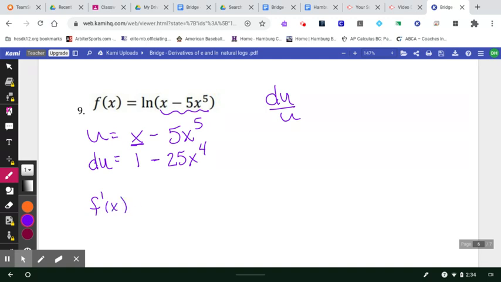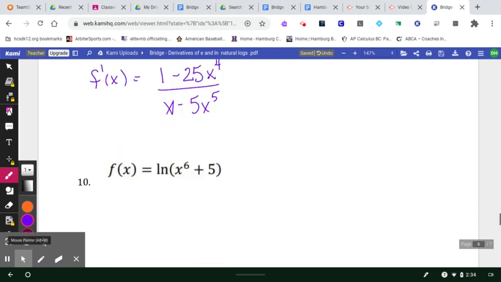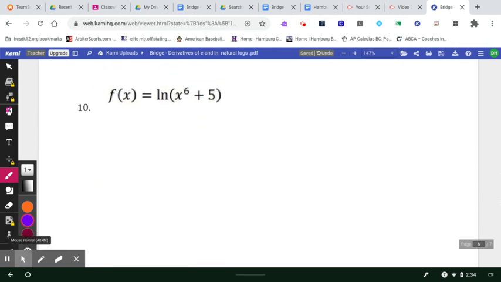F prime of x equals my du, 1 minus 25x to the fourth, over my u, x minus 5x to the fifth. Okay. Du over u. And that's all there is for ln's. Number 10, give it a whirl on your own. Pause it, try it, and we'll compare.